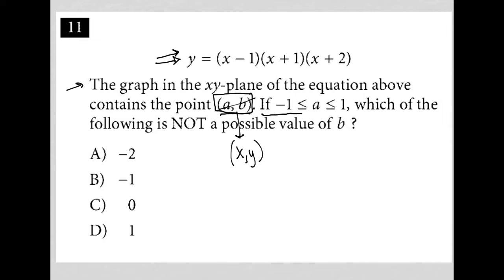If -1 is less than or equal to a, less than or equal to +1. So the better way to read that is if a is between -1 and +1, which again, I'm going to read it this way. X is between -1 and +1, right? Because a is just the x value of this point. Which of the following is not a possible value of b?